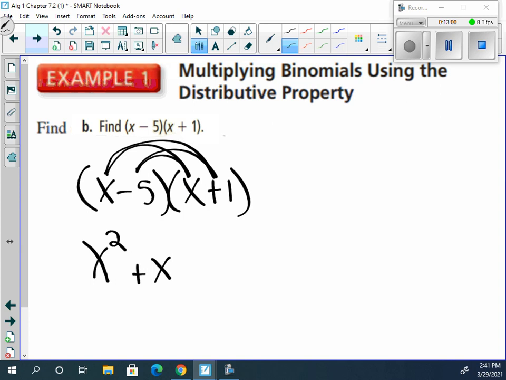Now we do the same thing with negative 5. So we do negative 5 times x, which is going to be negative what? Negative 5 times x, or negative 5x. And last but not least, what do we need to do? Negative 5 times 1, which will be negative 5, because since it's a negative and a positive, it will be negative. And 5 times 1 is 5.